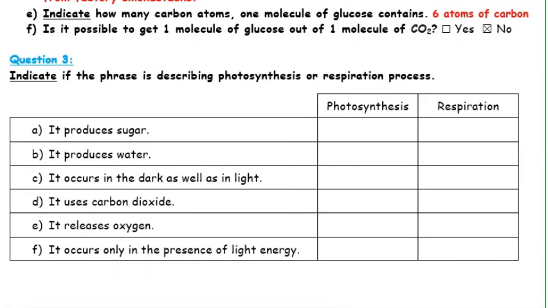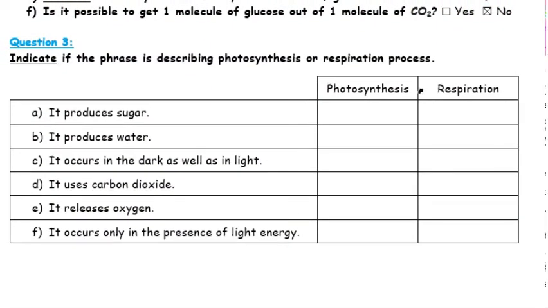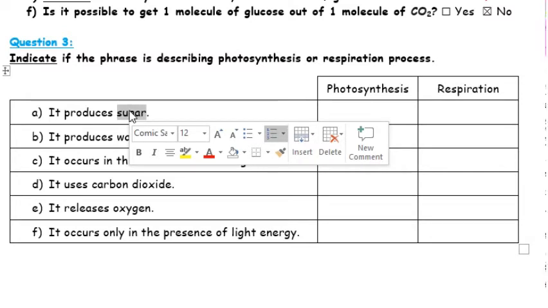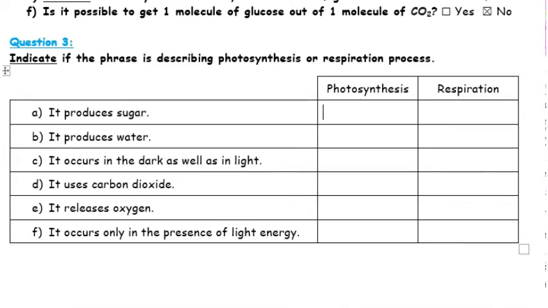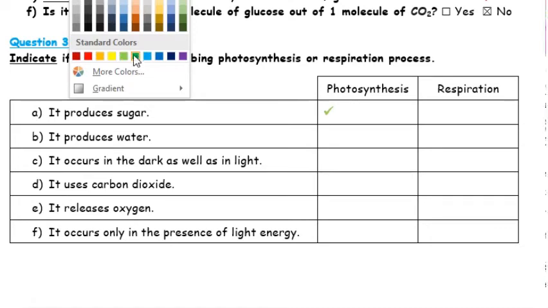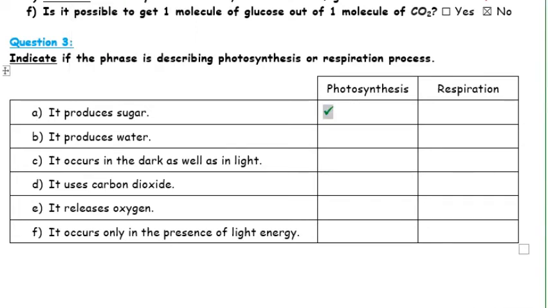Indicate if the phrase is describing photosynthesis or respiration process. Let's start. It produces sugar. What is the process that plants go through to make their food? It's photosynthesis. It's this one. Let me put a tick. Okay, so photosynthesis is the food making process that green plants go through to produce sugar, a kind of food which is the sugar. So this is for photosynthesis.